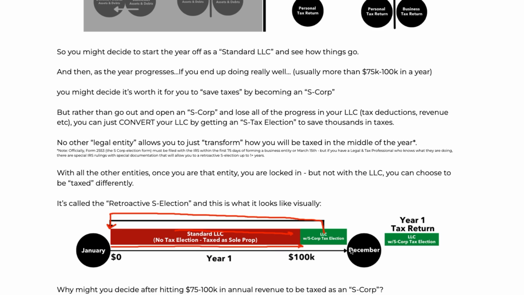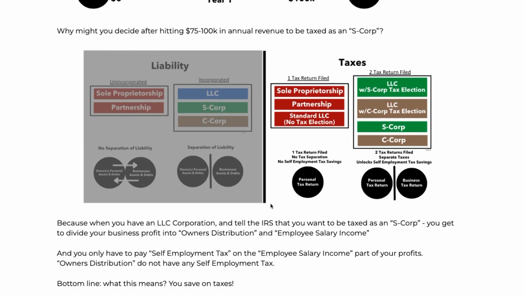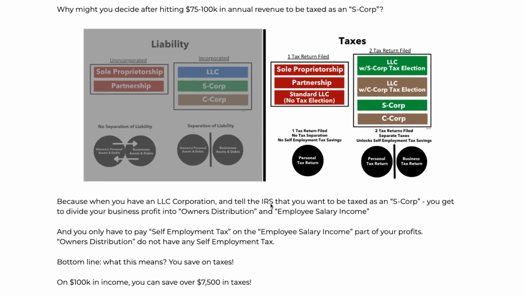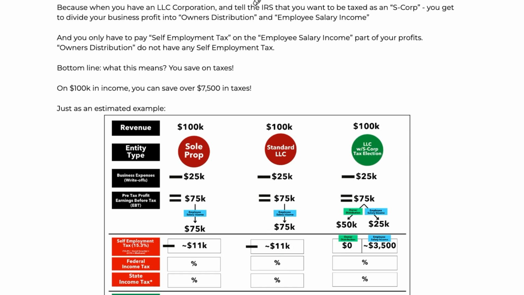And so again, just to go over this one last time, just so it's very clear, why would you want to be taxed as an S Corp once you hit between $75,000 and $100,000 in annual revenue? Because when you have an LLC that is a corporation and you tell the IRS to tax you as an S Corp, you get to divide your revenue into owner's distribution and employee salary, okay? So you only have to pay self-employment tax on the employee salary part of your profits.